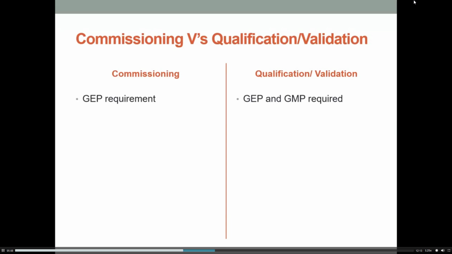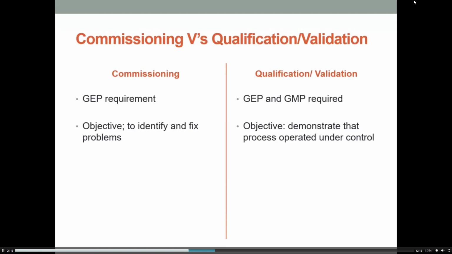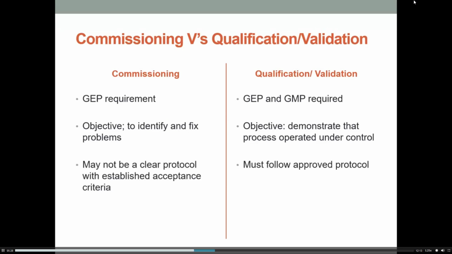Commissioning is a GEP requirement, a good engineering practices requirement. Qualification and validation are also, but they're also a GMP requirement as well. The objective in commissioning is to identify and to fix problems that might be out there. The objective in qualification or validation is to demonstrate that the process is being operated under control. In commissioning, you may not have a clear protocol with established acceptance criteria, but in qualification and validation, you absolutely must have a pre-approved protocol to be working from.